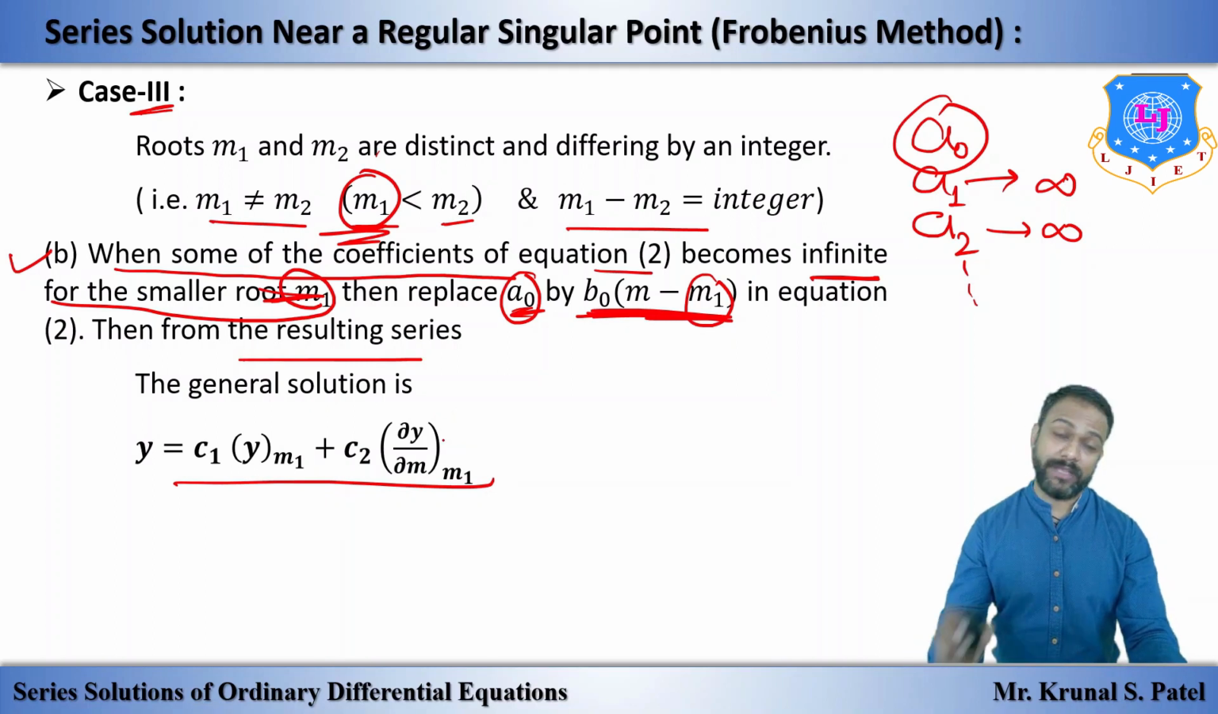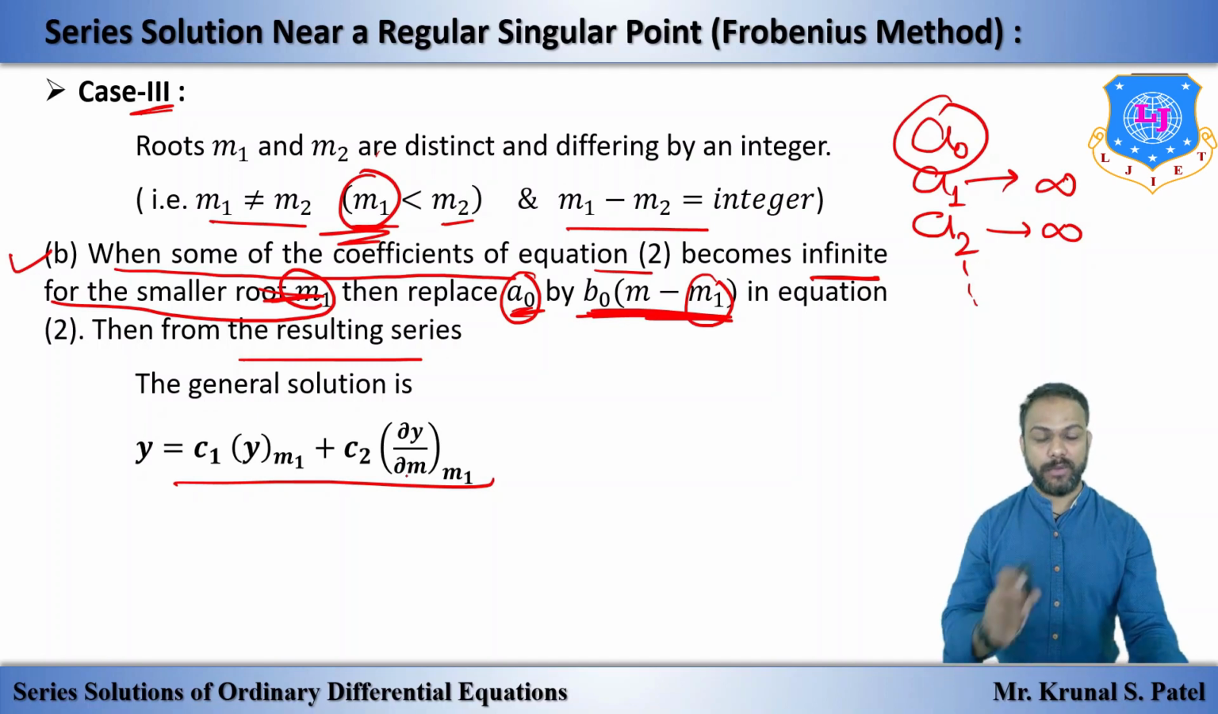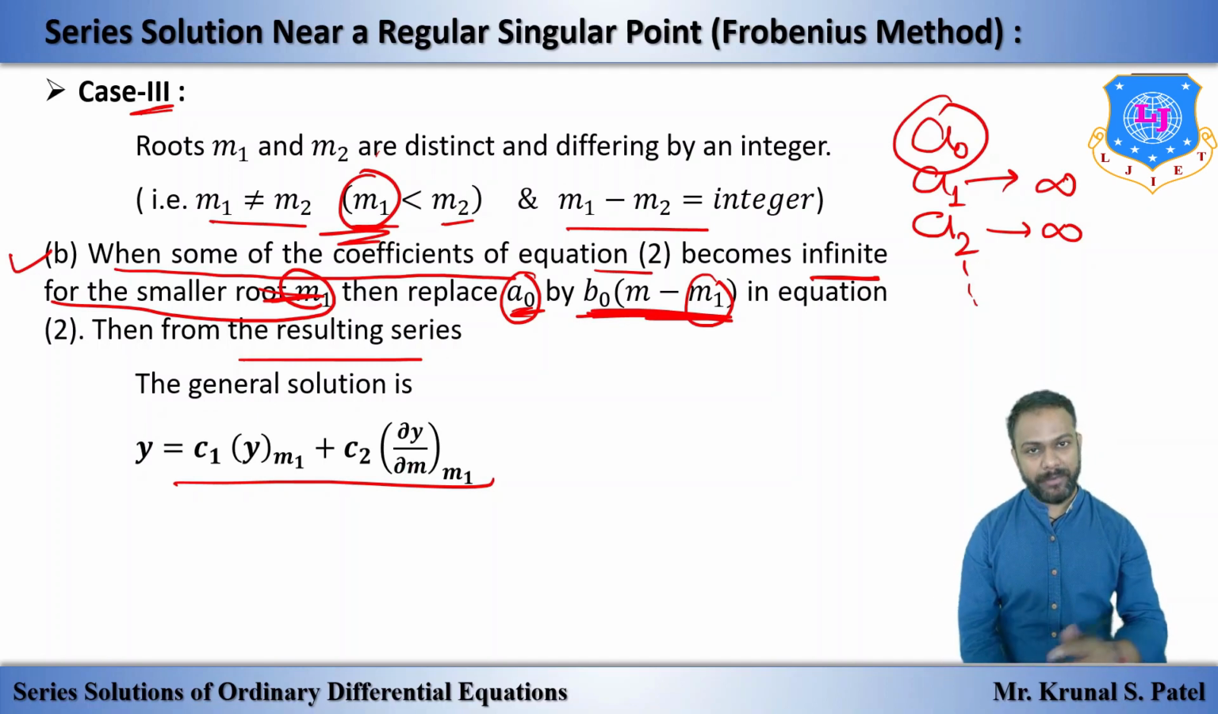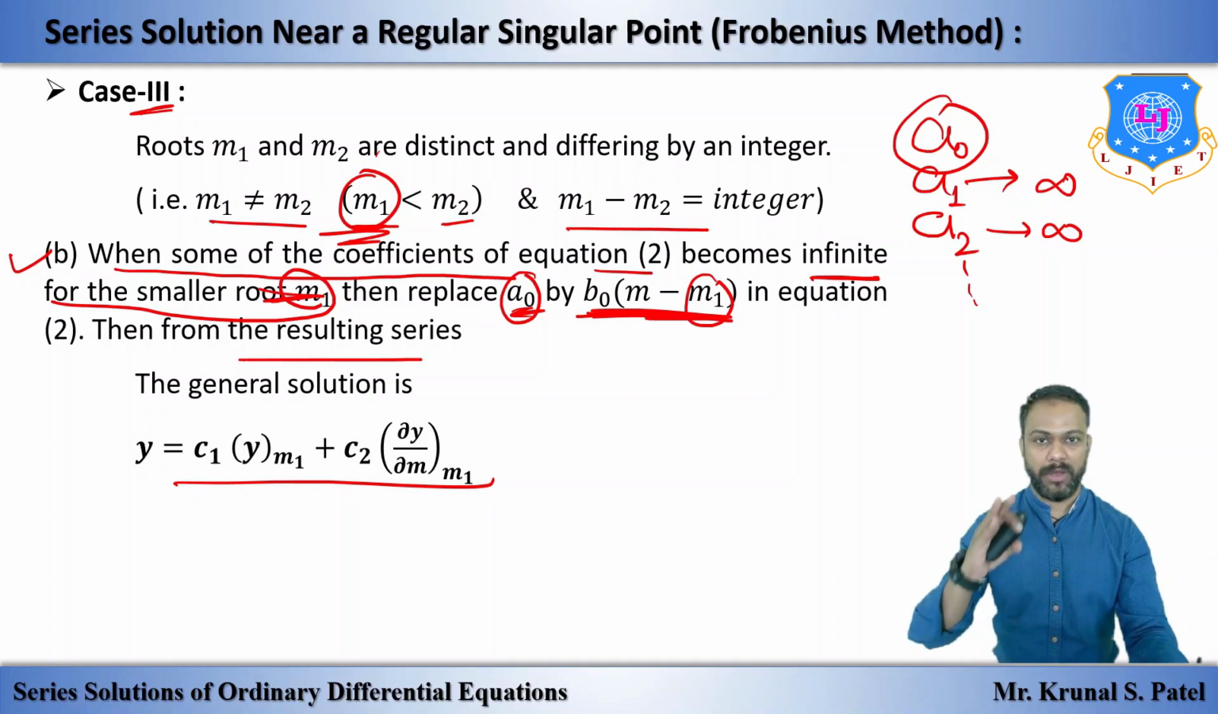As I told, if you solve case number 2, you will understand case number 3 better. But you have to remember both conditions. When some of the coefficients become indeterminate, then we have to treat that coefficient as an arbitrary constant, and we will use only the smaller root.